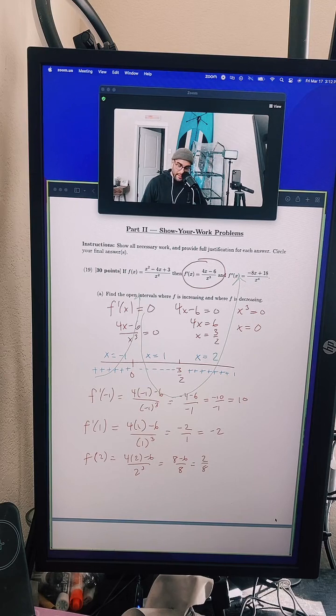So all they were asking for, I believe, is the open intervals where the function is increasing. So we're going to say that it's increasing from negative infinity to 0, union 3/2 to infinity. And where is it decreasing? Well, that's just going to be from 0 to 3/2. All right, that's how we find whether a function is increasing or decreasing. There are other questions where they might want you to find the concavity, and that's actually part B.